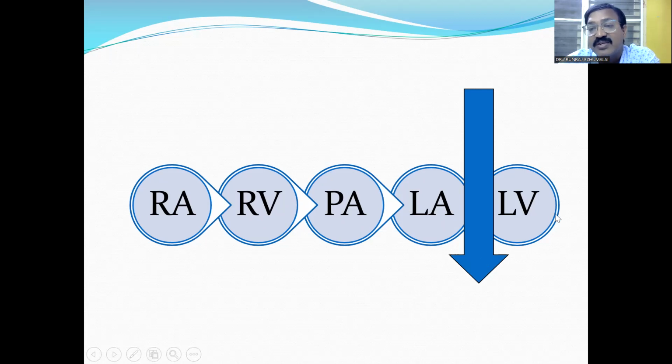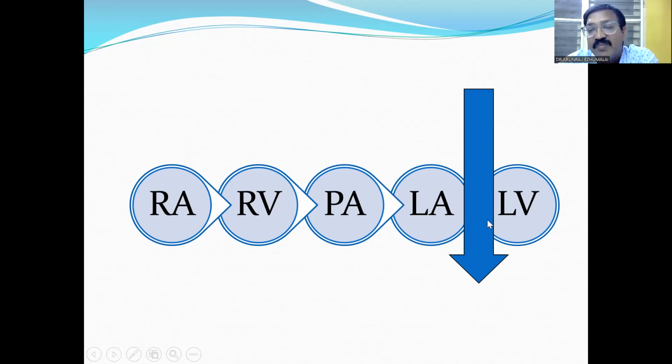This is the pathophysiology. So from the left atrium, blood comes to the left ventricle, and since this valve is dilated, whenever the left ventricle contracts, the blood is not going out. Only a small percentage of blood goes outside, and most of the blood goes again into the left atrium.